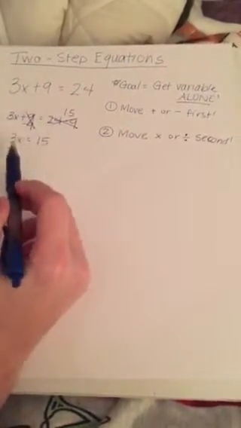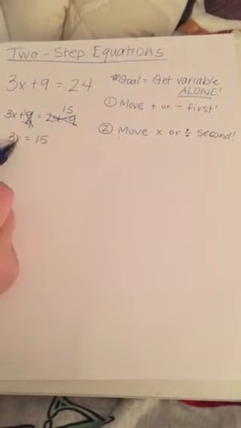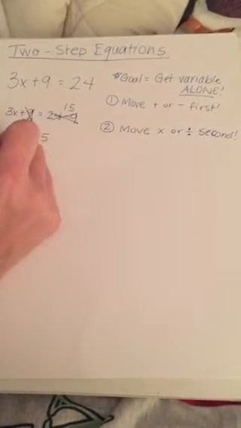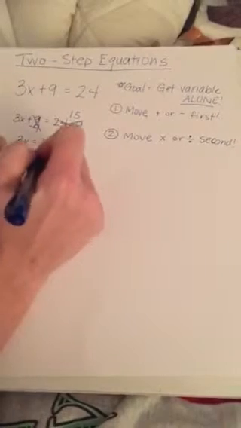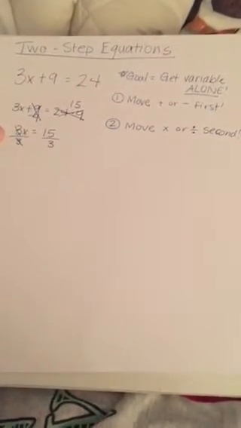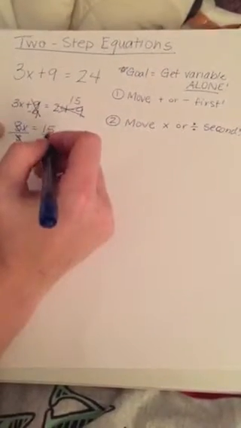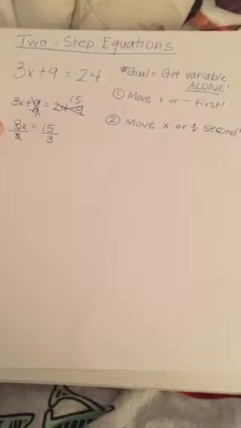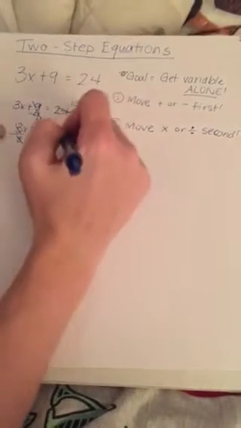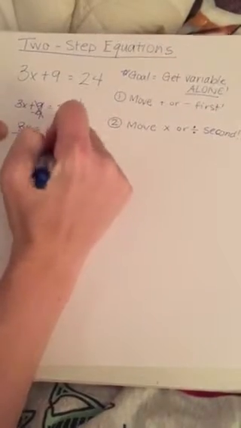Okay, so now I'm going to look at what's attaching the 3 to the x, which is multiplication. So I'm going to have to divide by 3 on both sides, and it's going to cancel those 3's out. So now we're back to just our x, which is what we wanted. And over here it's just a simple division problem. 15 divided by 3 equals 5. So now our answer is x equals 5.